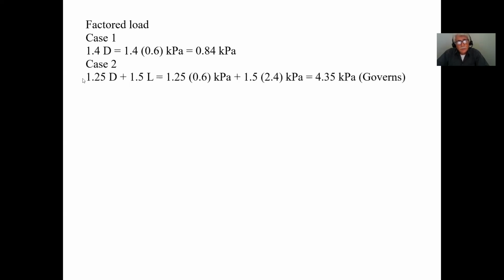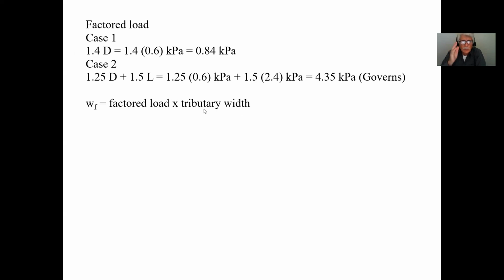Case 2, of course, the dead load factor goes from 1.4 down to 1.25, and your live load factor is always 1.5. So this one is the one that governs. Now, what we do is we want to calculate what WF is, because we want to be able to analyze the joist. Therefore, we take the factored load multiplied by the tributary width.